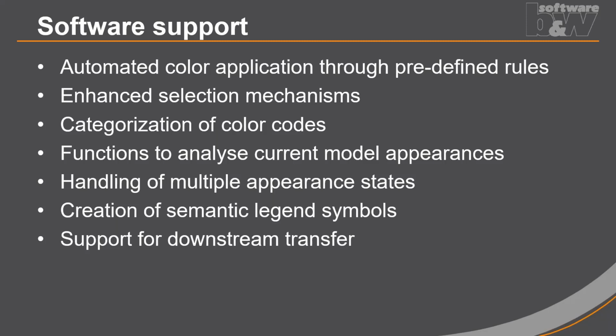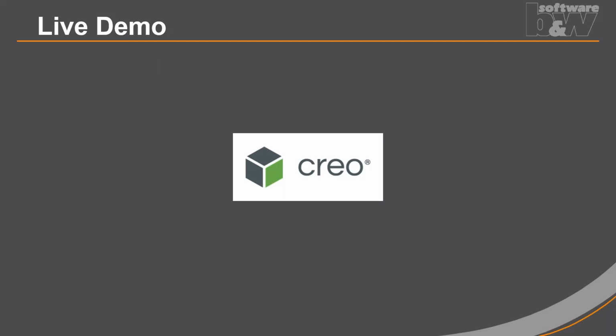As I mentioned, the human readability is a big problem because human only can distinguish a limited amount of different color codes and also the color blindness. So it would be of advantage if there is a legend symbol mechanism which semantically references the corresponding geometry surfaces. I will show that explicitly in the live demo, what I mean by that point. And also the software should give support for the downstream transfer. Okay, now I come to the demo part.